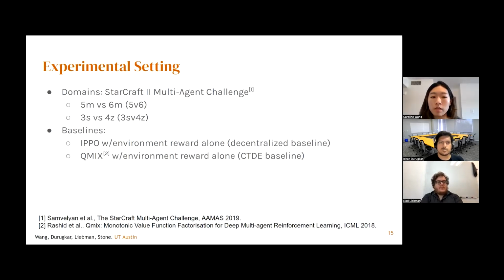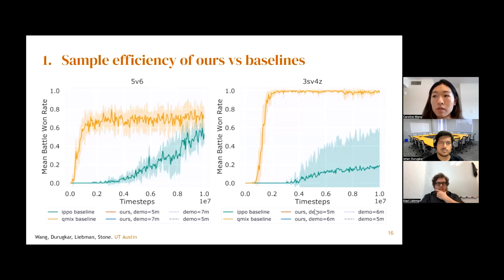And we consider two baselines. The first is IPPO with the environment reward alone, which is our decentralized baseline. And then the second one is QMix with the environment reward alone, which is our CTDE baseline. And we would expect the CTDE method to be a reasonable upper bound on the performance of our decentralized method. So in these plots, the learning curves of the IPPO and QMix baselines are shown. And the metric is the mean battles won against the enemy team.